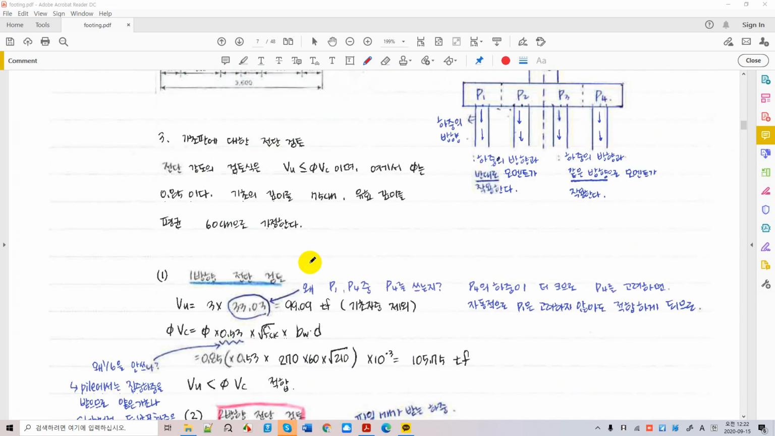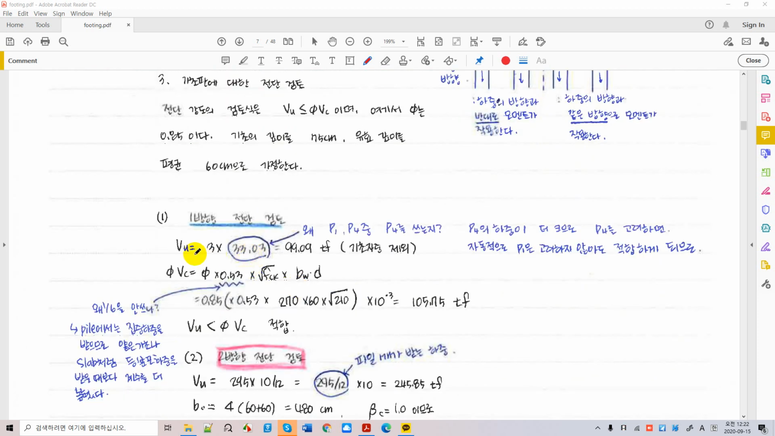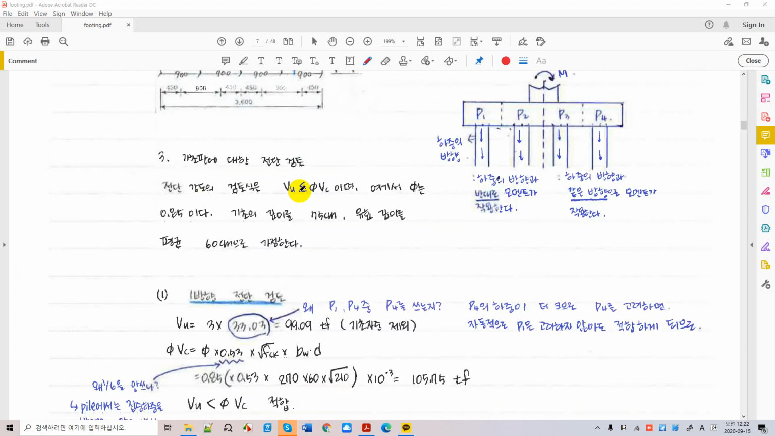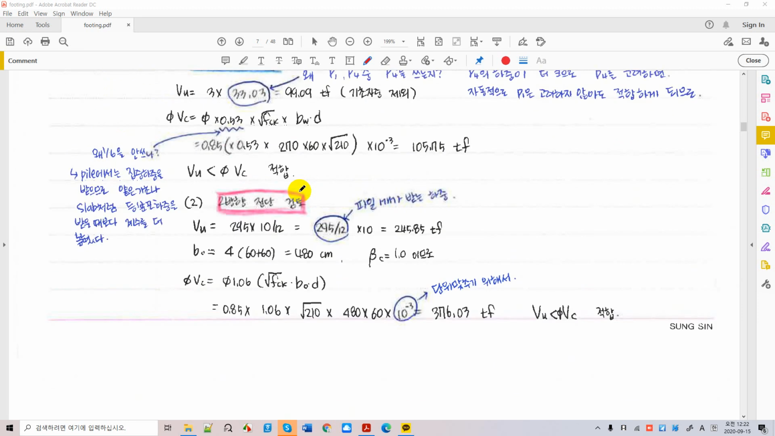333 is going to be times 3, and we have a 99, right? So this is a one-way shear failure. Okay. And what's the shear capacity for one-way shear?